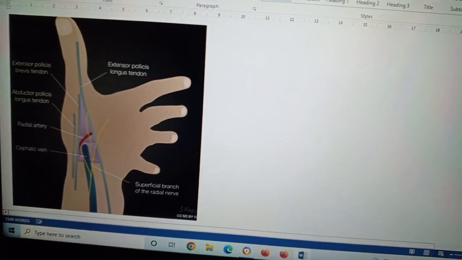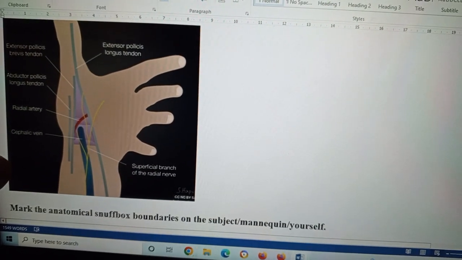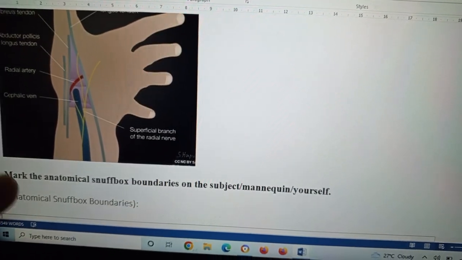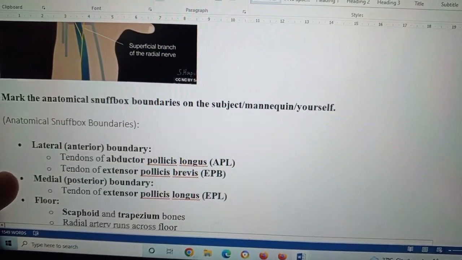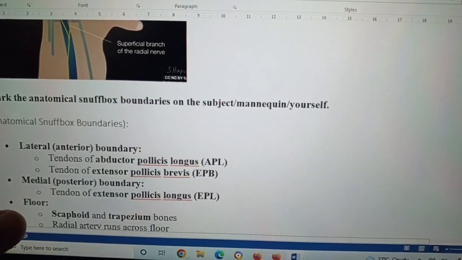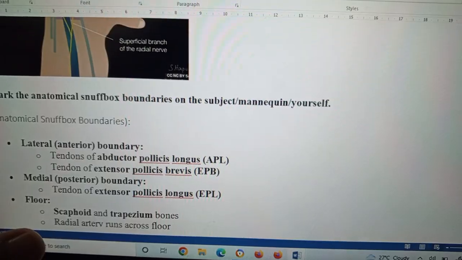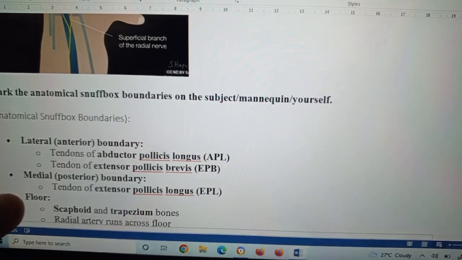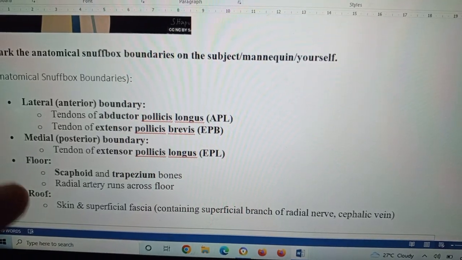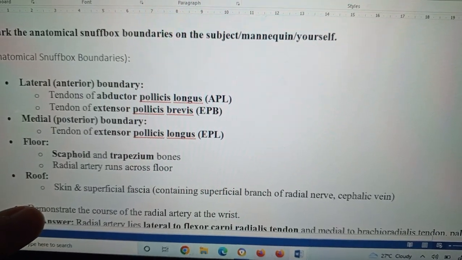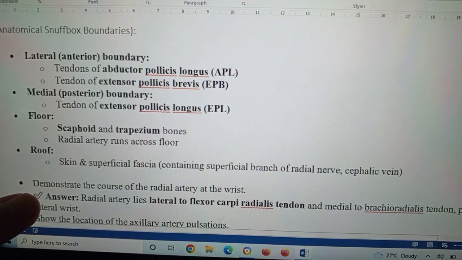Okay, now what is this? Identify this structure. Yes, this is the anatomical snuff box. Very good, you have identified it. Anatomical snuff box boundaries: the lateral boundary is formed by abductor pollicis longus and extensor pollicis brevis. The medial boundary is formed by extensor pollicis longus, and the floor is formed by the ST, that is scaphoid and trapezium bone, and the radial artery is felt over here, which is also its content.